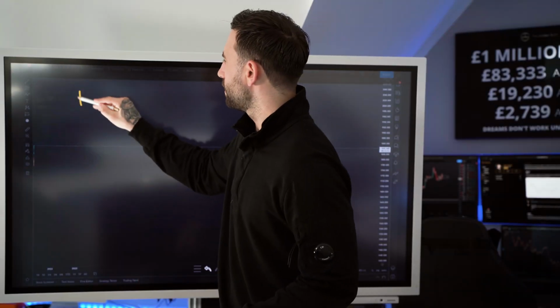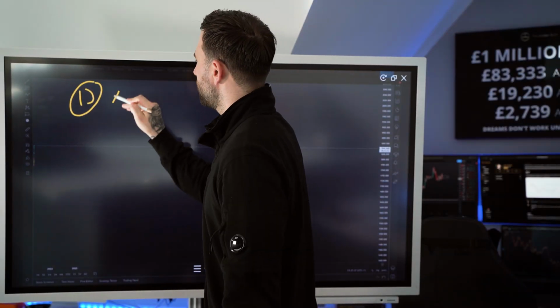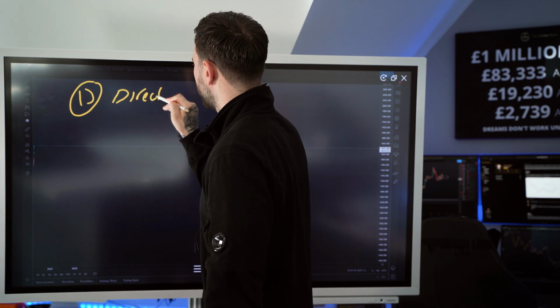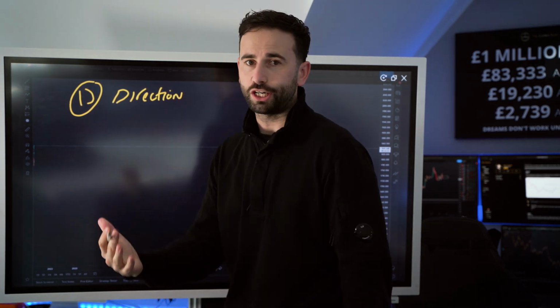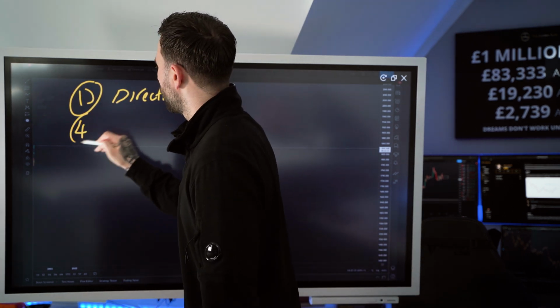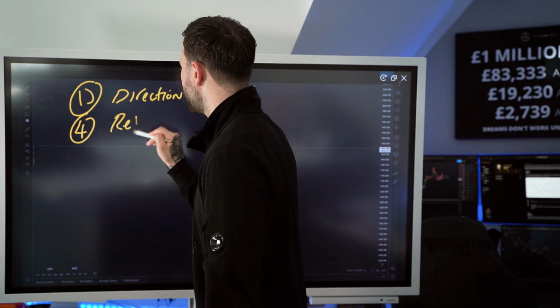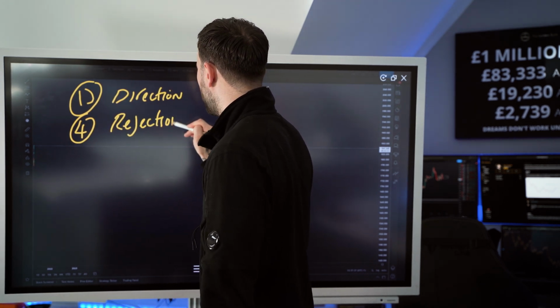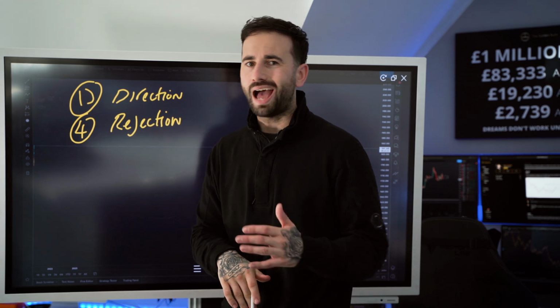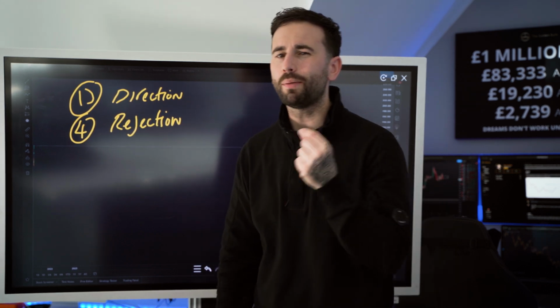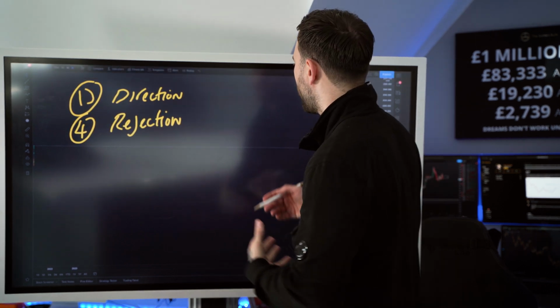So first of all, we've done the daily time frame. This is going to be to look for direction of price action. On the 4-hour time frame, we're looking to see if there's any good rejection in the form of market structure. Now we're going to go down to the 1-hour time frame. This is where we want to pinpoint that entry.